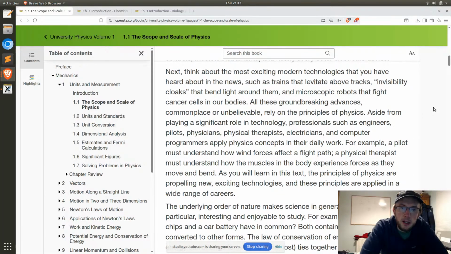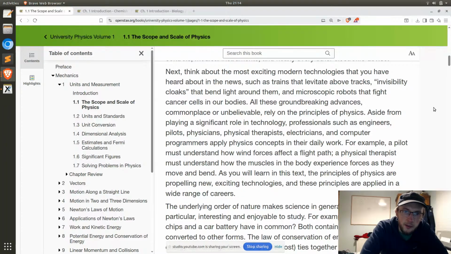Next, think about the most exciting modern technologies that you have heard about in the news, such as trains that levitate above tracks. Oh yes, the maglev, I've heard of that. Invisibility cloaks that bend light around them. I think I saw a YouTube video about that once. And microscopic robots that fight cancer cells in our bodies. I've never heard of that before.